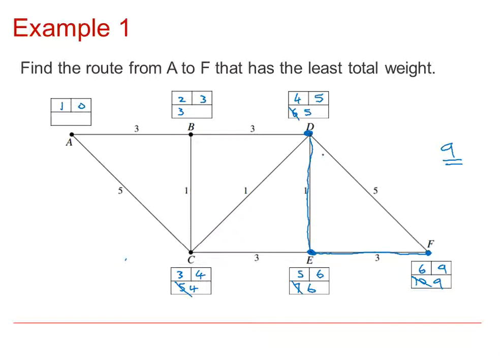How did I get to D at 5? That was 5, take away this 1, and I came from C, which was 4. How did I get to C at 4? Well, that must have been 4, take away this 1, I came from here, which was 3. How did I get to 3 at B? It was this 3, take away this 3, and I started at 0. So the route is A, B, C, D, E, F.